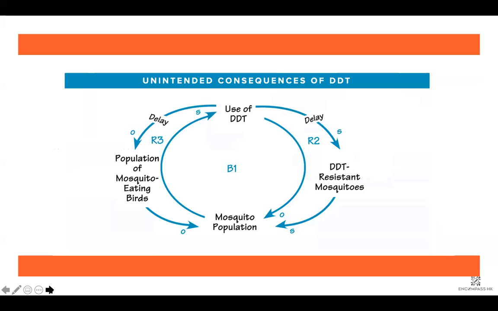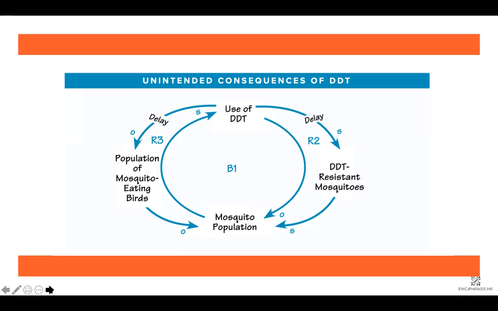Here's another example. DDT is a chemical that was used very frequently before. So you see there's some B and R loops here. I will explain what those B and R are in a moment, so bear with me. Let's say you use the DDT, so you will kill the mosquitoes. On the right here, the mosquitoes develop resistance to the DDT. So even though you apply more DDT, it doesn't work. There will be more mosquitoes.